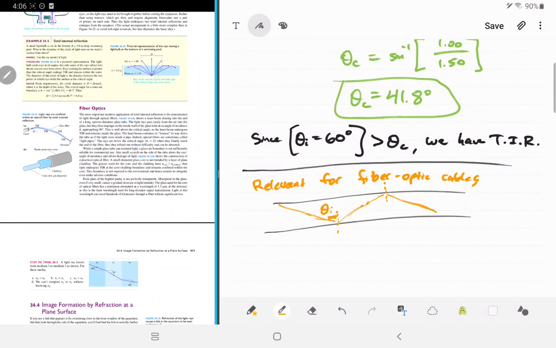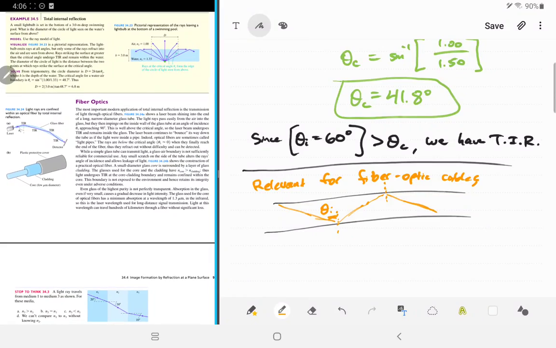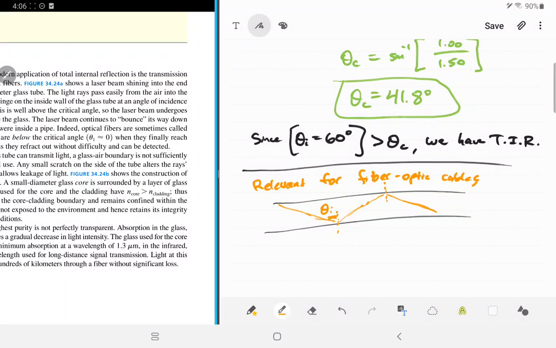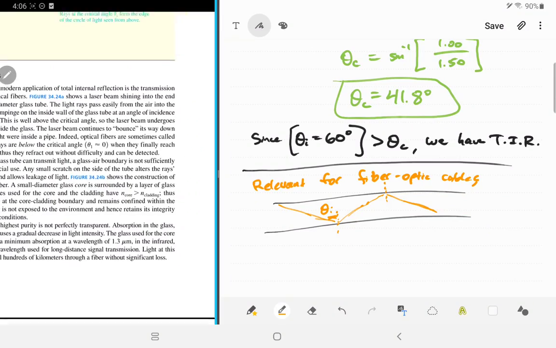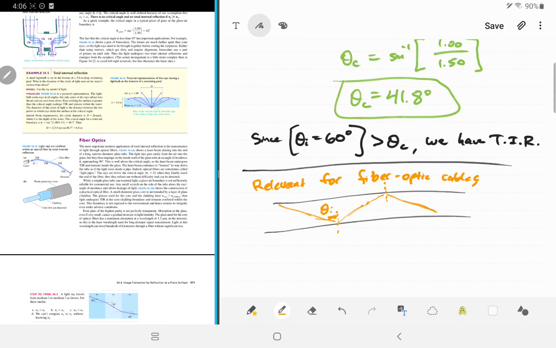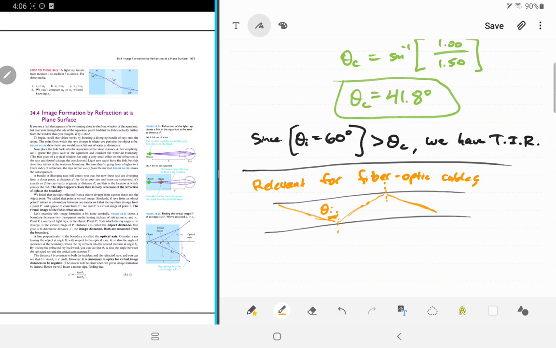Okay. And your book goes over that this is one of the main applications of this as well. So you talk about core and cladding. The signal is traveling in the core and it's surrounded by some cladding, and you want to make sure that the difference between them is as big as possible. Okay.